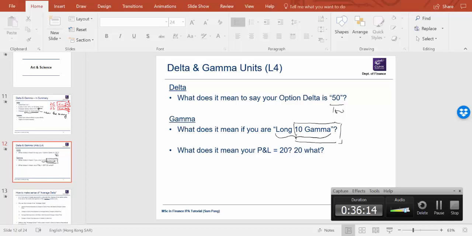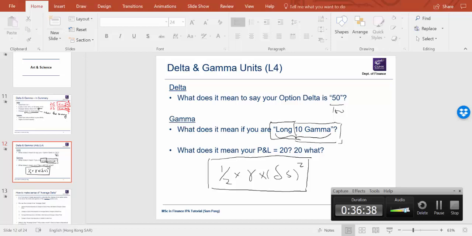And you have to relate that to this formula: a half gamma dS squared. I think you have seen it, and we will come back to this from time to time. For now, let me tell you what long 10 gamma actually means within the context of this course. You see this everywhere: I'm long 10 gamma, I'm long 22 gamma.